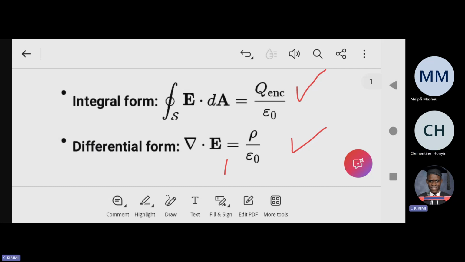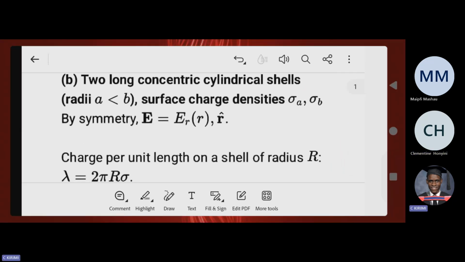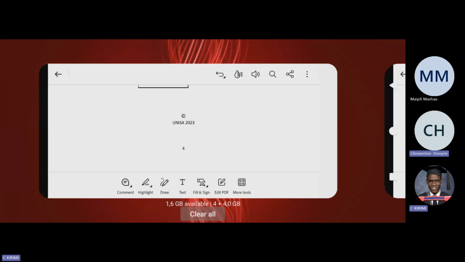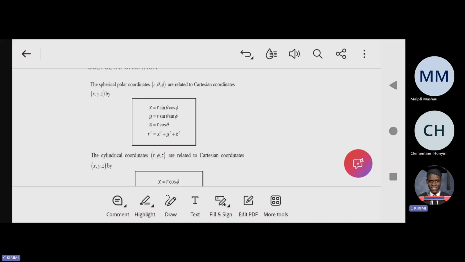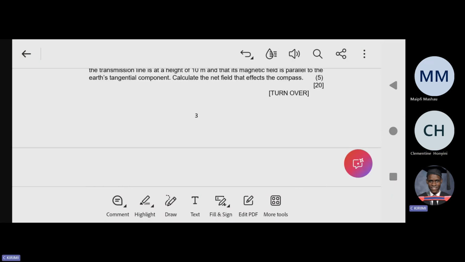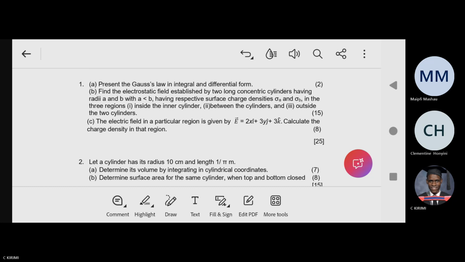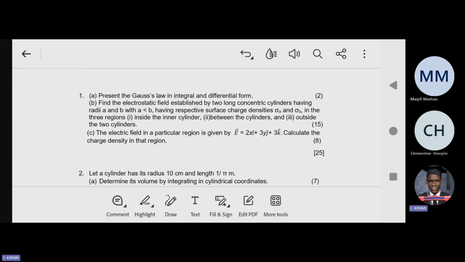Is it fine here? Then the second one, I will forward you the interpretation of the symbols so that you familiarize yourself after this class. I'll forward the PDF for the interpretation of those symbols.